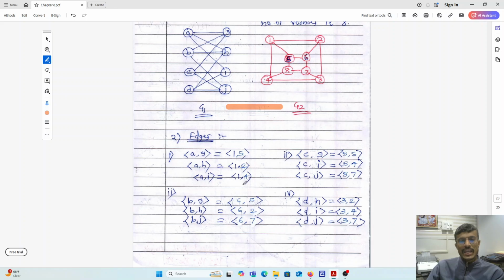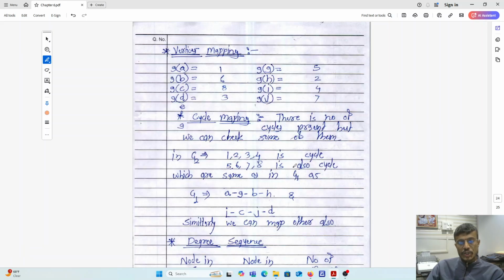If you see the edges, the total number of edges in G1 is equal to 12, and the total number of edges in G2 is again 12. So they are mapping likewise: AG, which is mapped as 1 to 5, AH, which is mapped as 1 to 2, and likewise all these are mapped with each other.